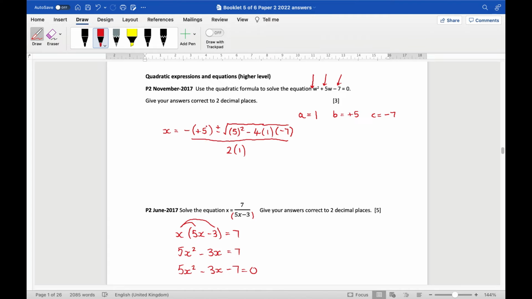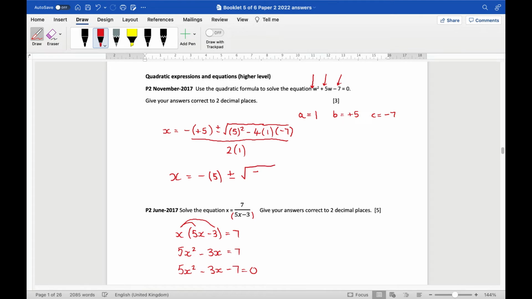And we copy the formula from the front, and wherever we see a b or an a or a c, put the number in brackets. So even when it's b squared, put b in brackets, and then write squared. I tend to work the bit inside the square root out first. So here, in brackets, 5 squared, minus 4, in brackets, 1, close brackets, open brackets, minus 7, close brackets, equals.